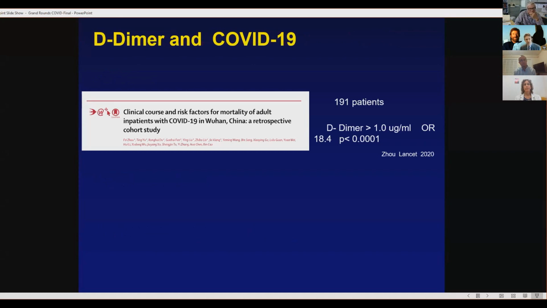So observational data, retrospective. These were the first reports coming out of the Wuhan province. The study by Zhou et al., published in Lancet in January, 191 patients.